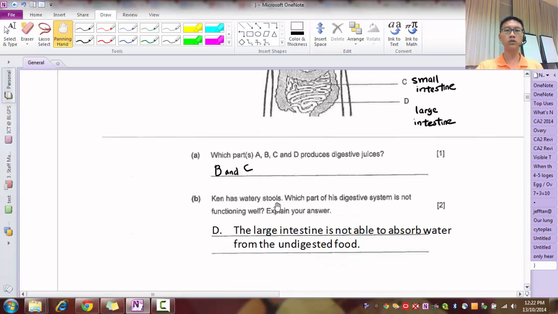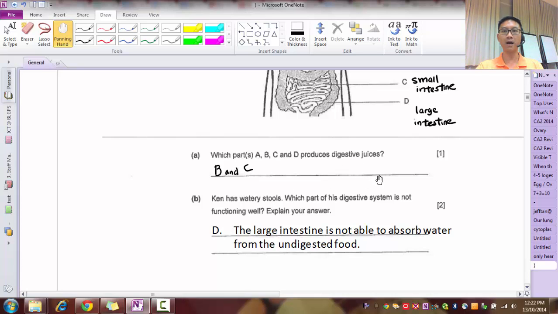Ken has watery stools. Watery stools are not the stool that you sit on. Stools are basically the poop, the feces. Watery stools are basically feces that are very watery, like when you have diarrhea. Which part of the digestive system is not functioning well? And you're supposed to explain your answer.